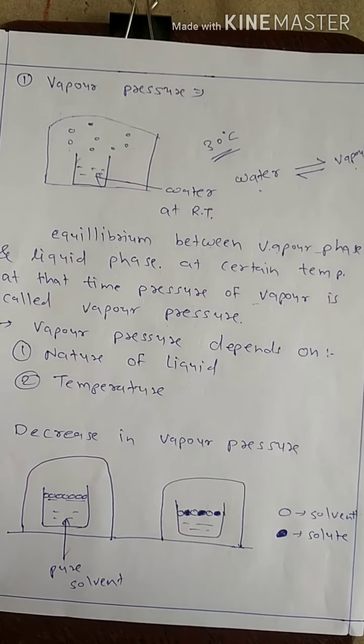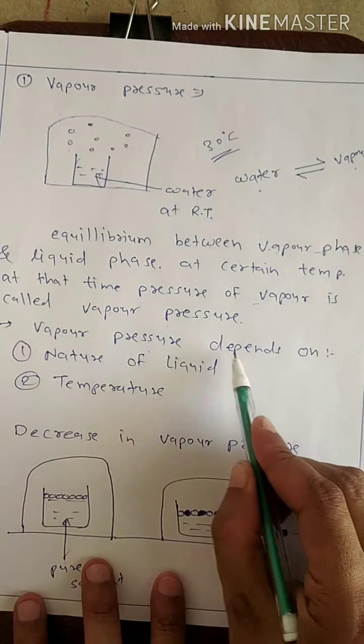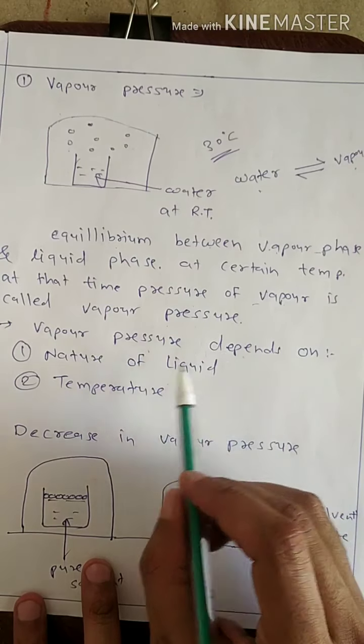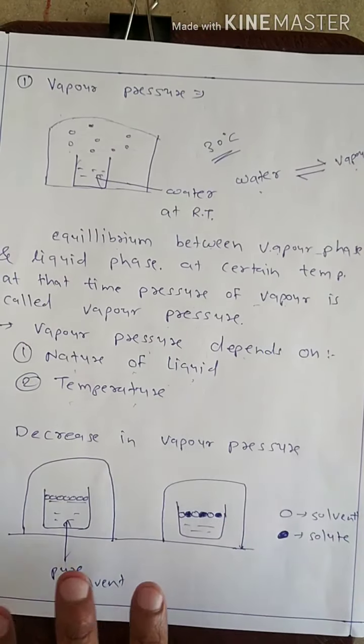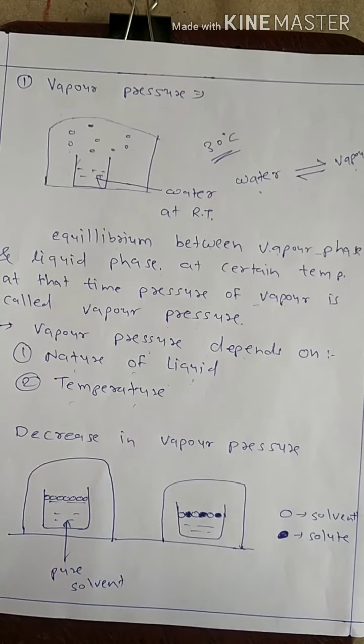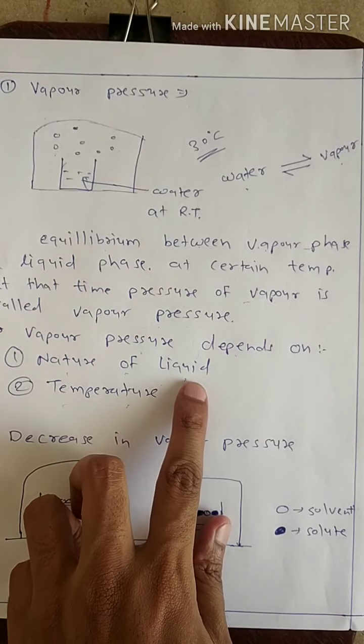This vapor pressure depends on two factors: nature of liquid and temperature. For nature of liquid, take the example of oil and water. Both are liquids, but they give different vapor pressure. Water has some vapor pressure, since some molecules vaporize, but due to the high boiling point of oil, its vapor pressure will be zero. So nature of liquid is the first point.